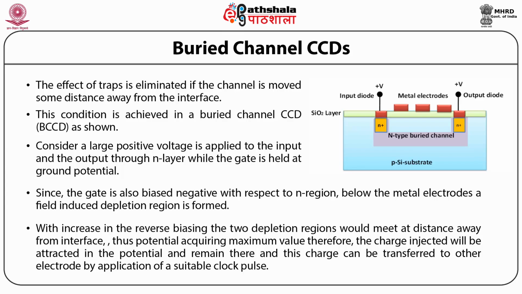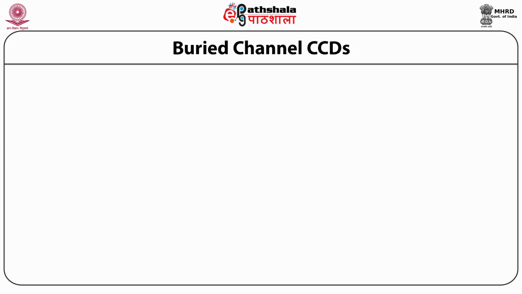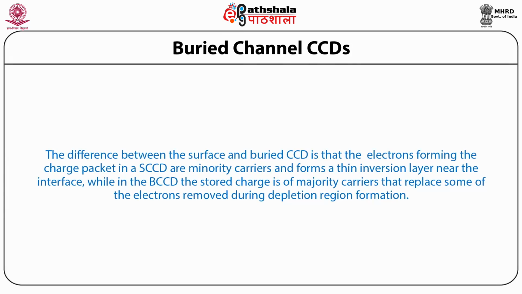This charge can be transferred to the other electrode by the application of a suitable clock pulse. So basically, students, the difference between the surface and buried CCD is that the electrons forming the charge packet in a SCCD are minority carriers and form a thin inversion layer near the interface, while in the BCCD, the stored charge is of majority carriers that replace some of the electrons removed during depletion region formation.